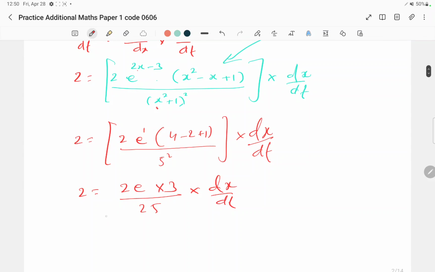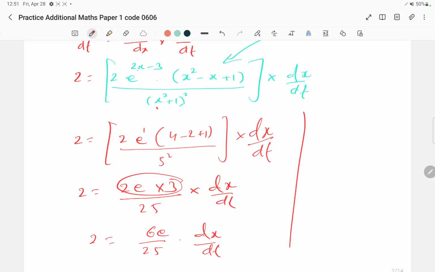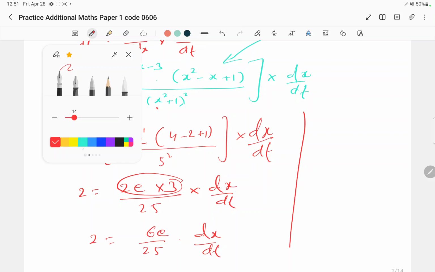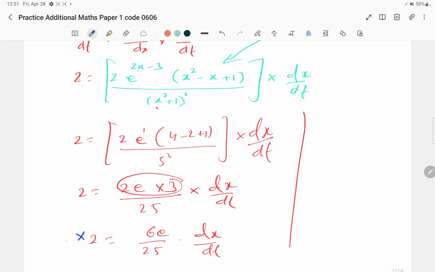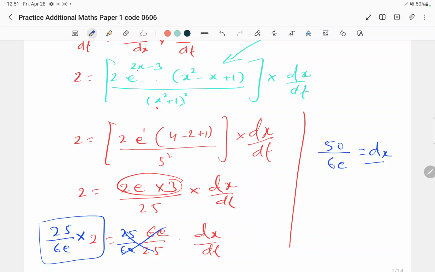So this is 2 equals 6e over 25 dx over dt, right? And then we can multiply both sides by 25 over 6e, and then we can cancel that, and here we get 25 times 2, that's 50 over 6e, that is dx over dt. So finally dx over dt equals 50 over 6e.